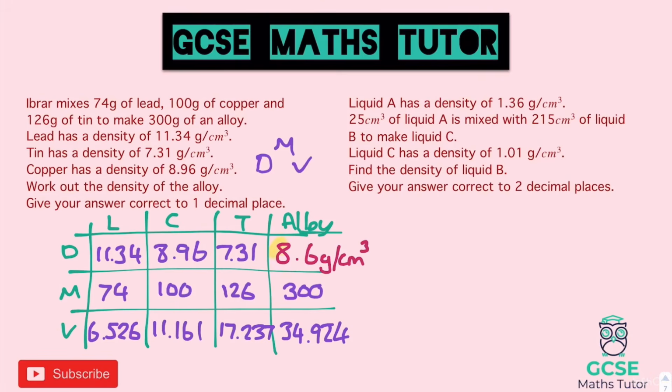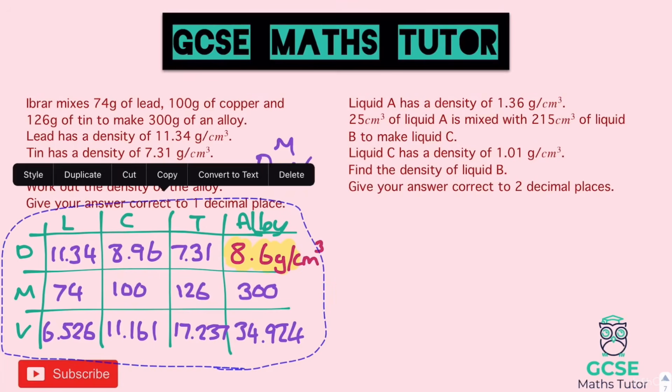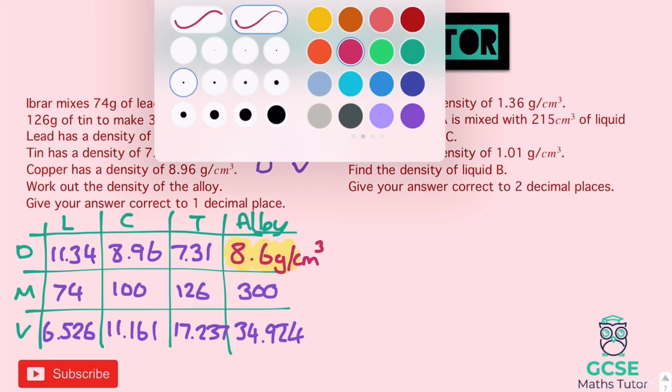There we go, and I've rounded that off in my table. So 8.6 grams per centimetre cubed as our final answer there. Right, let's just try and move this out of the way, give myself a bit of space for the other one. Right, there we go. So on to the next one.